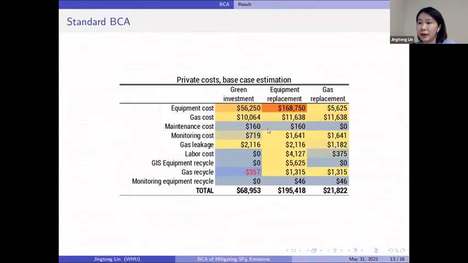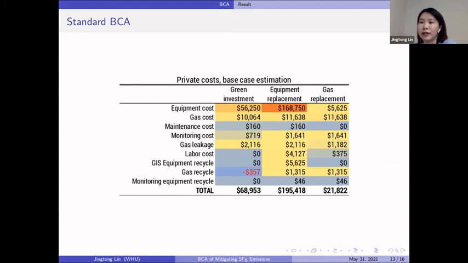So first, for the standard BCA, we set each parameter to its base value and then calculate the costs and benefits. Firstly, on the private costs for the firms, the equipment costs are the major ones and are quite different across three schemes. Scheme one and two both include the additional costs of investing in the new GIS. However, scheme two also includes the cost of scrapping the old GIS. And for scheme three, the equipment costs only come from the retrofitting cost, which is much smaller.